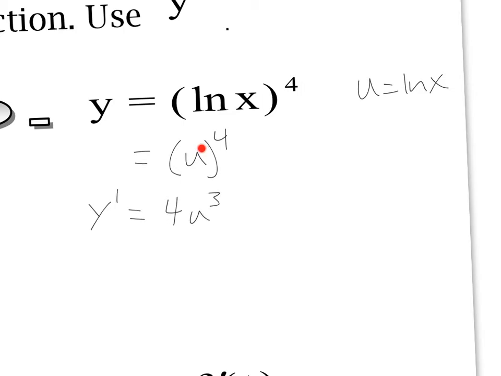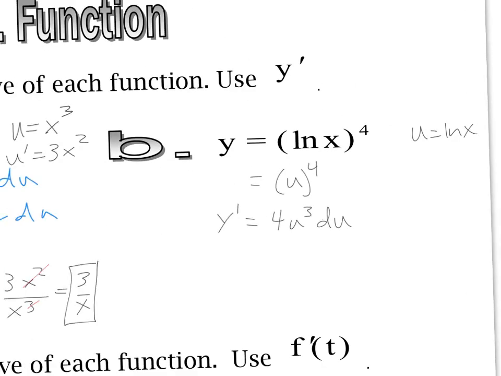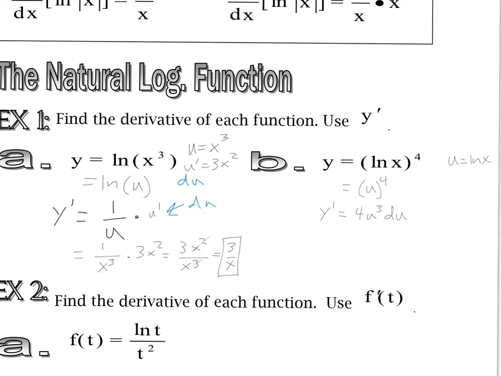But remember, when this thing is more complicated than just a simple variable, we have to remember to multiply by the derivative of u, or in this situation, I'm going to call it du. Same exact thing as saying u prime. That's all it is. It's just another way of saying the derivative of u.